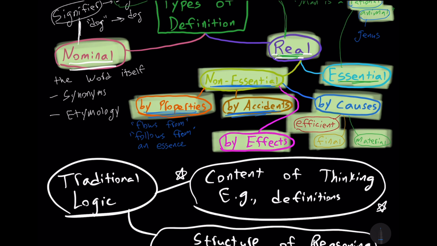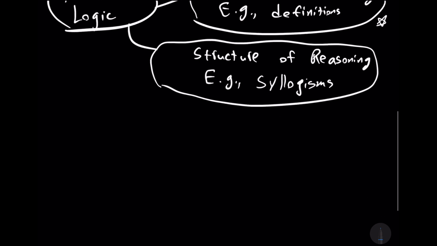Now, definitions by causes, at least as a rule, are better than definitions by accidents. And here we have the efficient cause, the final cause, and the material cause. So let's break this down. So efficient cause is that which brings an entity into existence or changes the manner in which it exists.